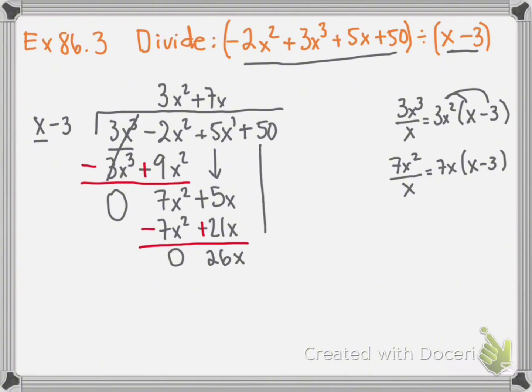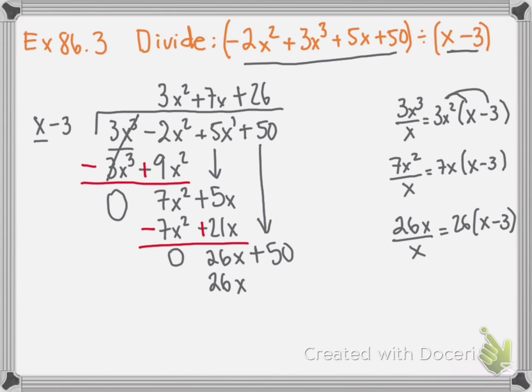We have one last step, which is bring down the 50. Notice that we can still divide 26x divided by x, which in this case is 26. And again, don't forget to put it here in your answer in the quotient area. So 26 times x minus 3, which is the divisor, is going to be 26x minus, and 26 times 3 is 78.